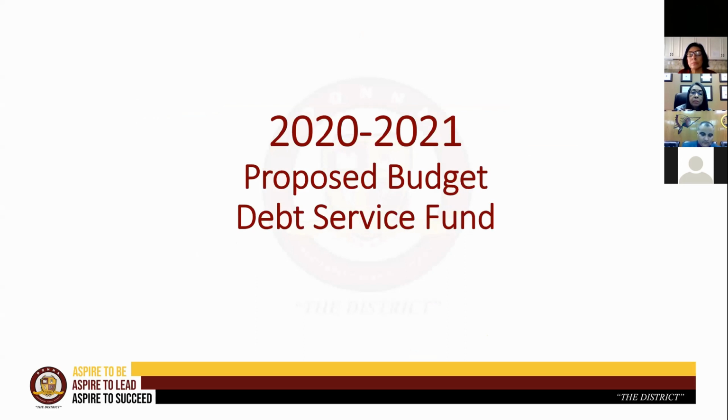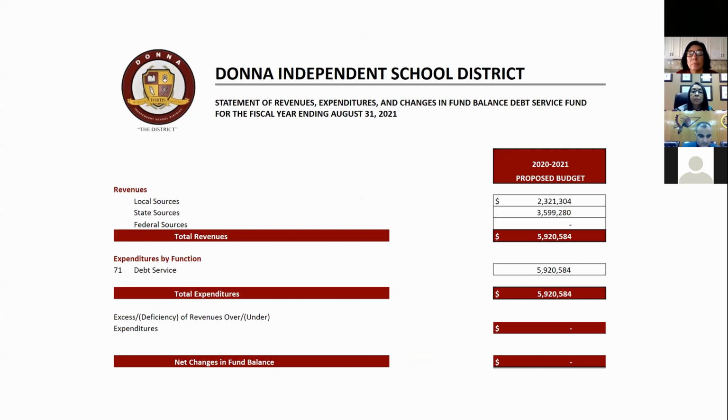The 2021 proposed budget for the debt service fund, and this is the fund that we use to pay our bonds. From local sources, we have $2.3 million, and these again are from tax collections. Our state sources are the largest source of revenue that we have in this fund, at almost $3.6 million for total revenues of $5,920,584. We estimate our debt service, our function 71, to be $5,920,584, which creates no change in fund balance.